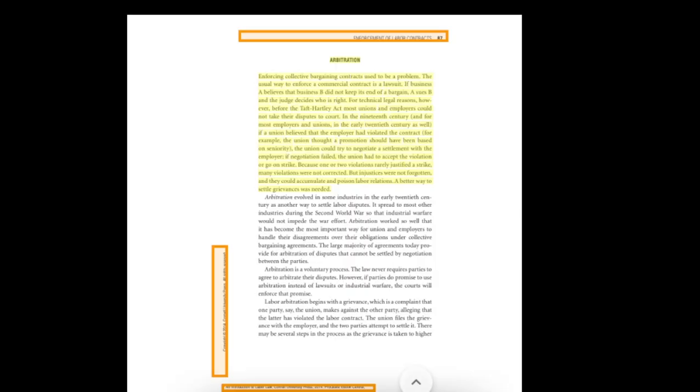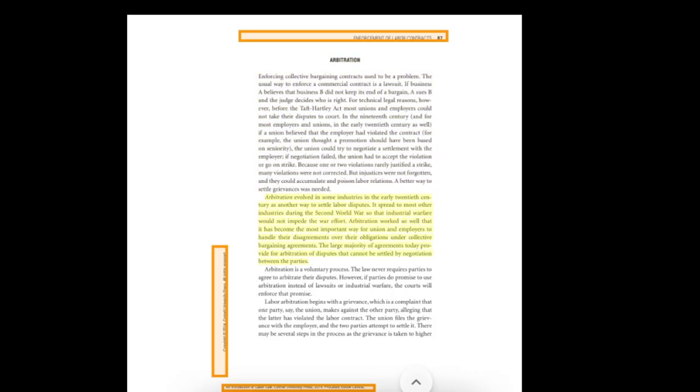In the 19th century, and for most employers and unions, in the early 20th century as well, if a union believed that the employer had violated the contract, for example, the union thought a promotion should have been based on seniority, the union could try to negotiate a settlement with the employer. If negotiation failed, the union had to accept the violation or go on strike. Because one or two violations rarely justify a strike, many violations were not corrected. But injustices were not forgotten, and they could accumulate and poison labor relations. A better way to settle grievances was needed.